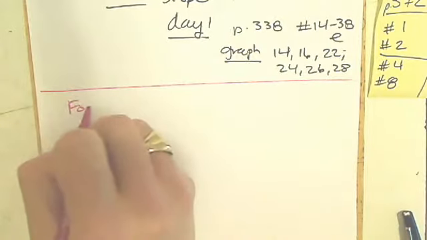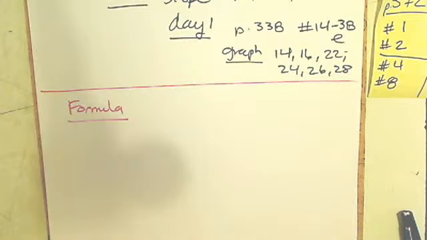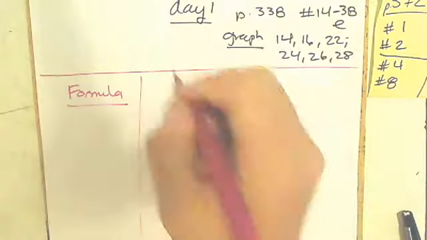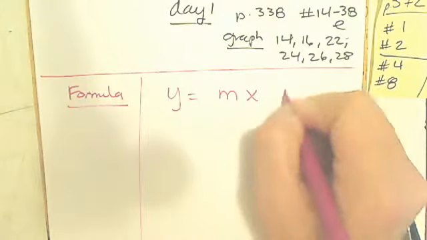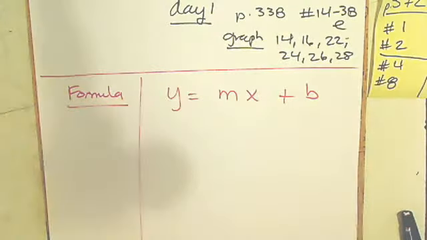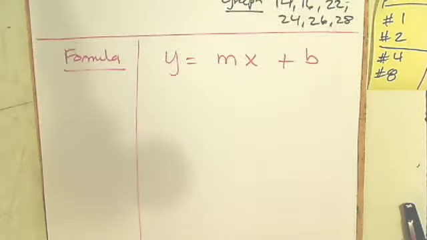The formula. Y equals mx plus b. Now we're going to graph without tables. We're going to graph strictly by looking at the equation. By looking at the equation, you should be able to graph it in your head eventually.